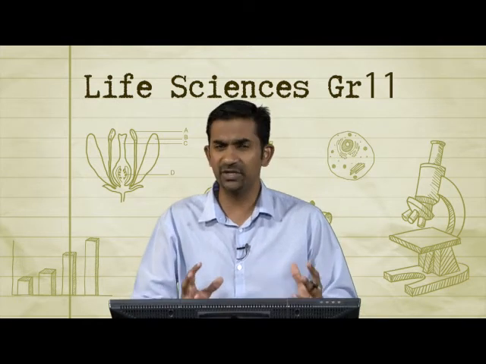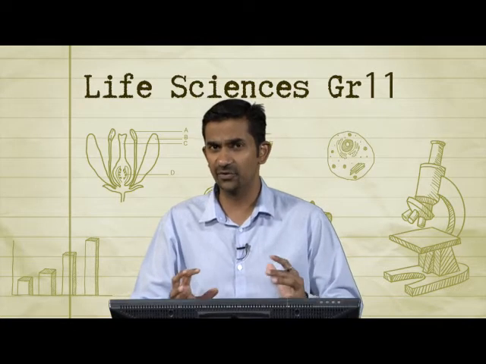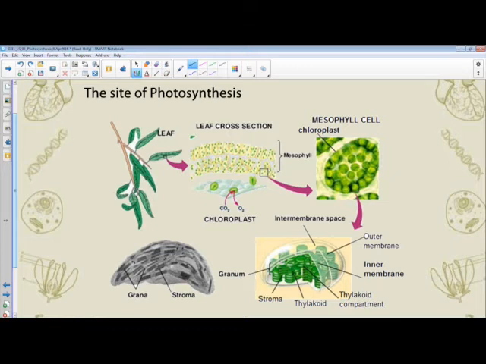Let's briefly look at the structure of the leaf and look at exactly where in the leaf photosynthesis occurs. So guys, we know that leaves are organs, and they generally are flattened structures that have cells called mesophyll cells. When we take a cross section of a leaf, we see these vertically arranged cells on the upper surface. And these cells are densely saturated with organelles called chloroplasts.